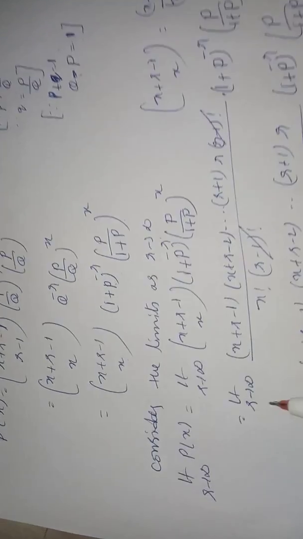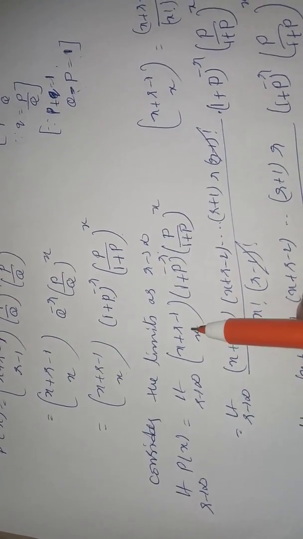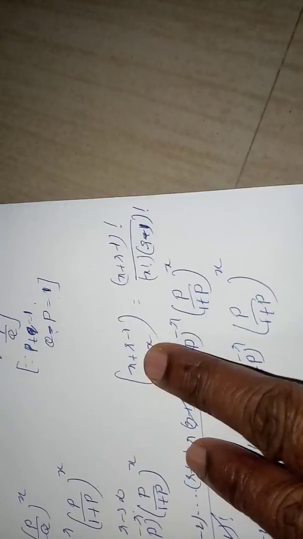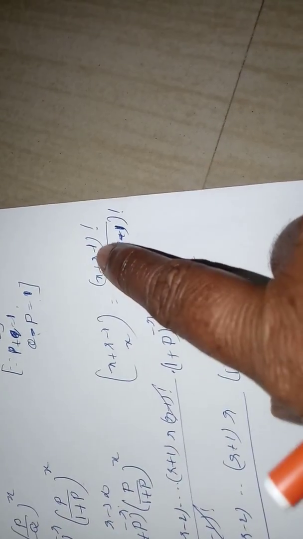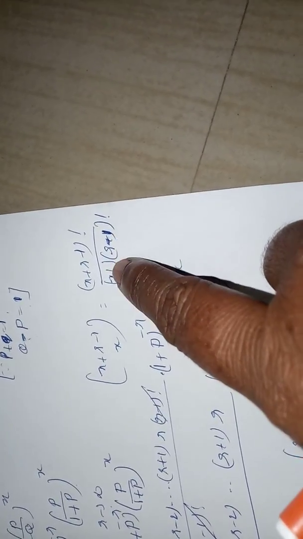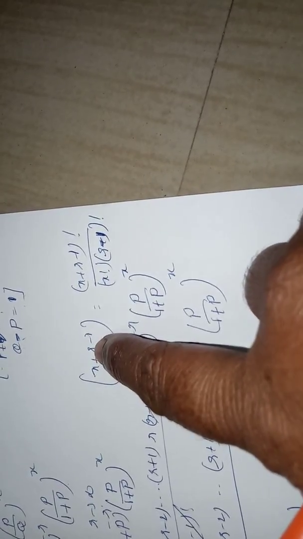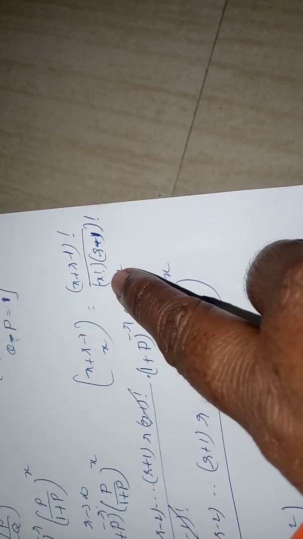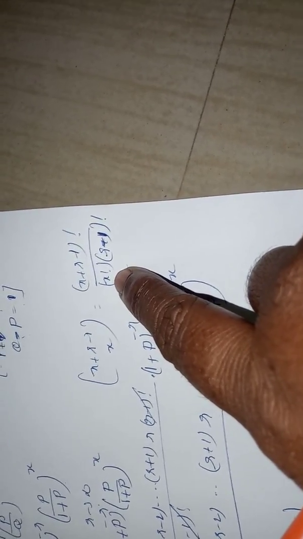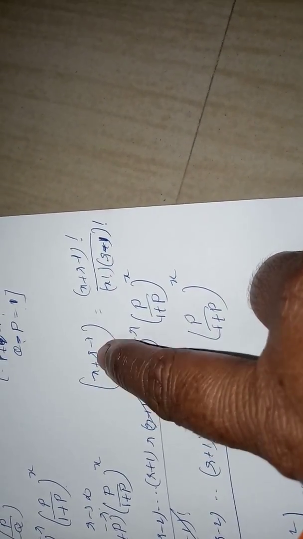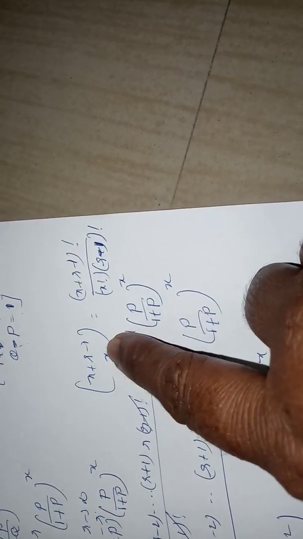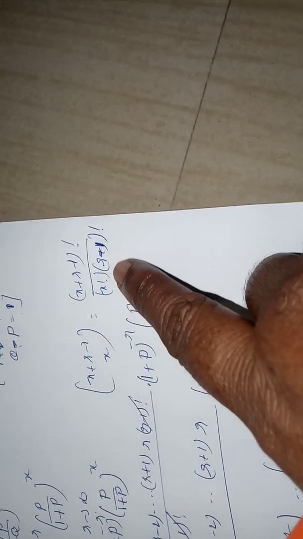In the next step, already you know that the formula for nCx, or otherwise nCr, is n factorial by n minus r factorial into r factorial. So in the place of n we are having x plus r minus 1 factorial by r factorial, means x factorial into x plus r minus 1 minus x. So plus x minus x gets cancelled, so finally you are getting r minus 1 factorial.